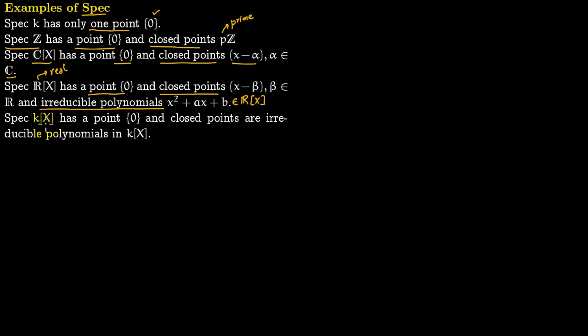Now we can talk about Spec K[x], where K is any field. This has a point 0, and the closed points are irreducible polynomials in K[x]. We generally take these irreducible polynomials to be monic.